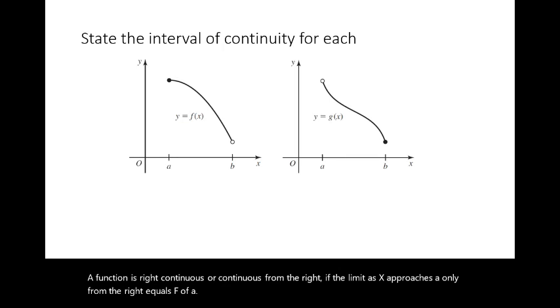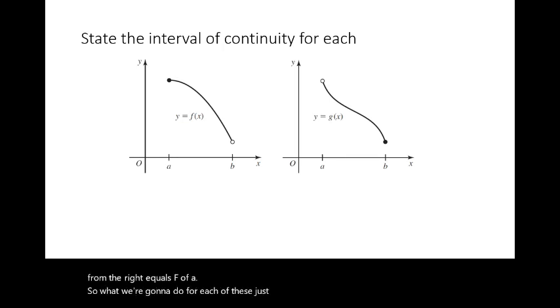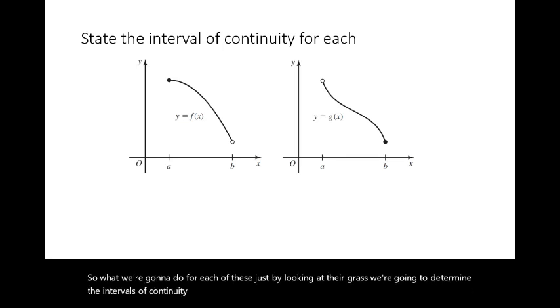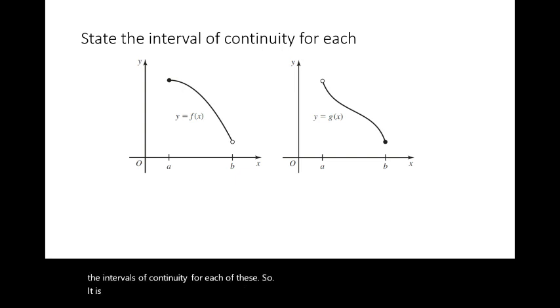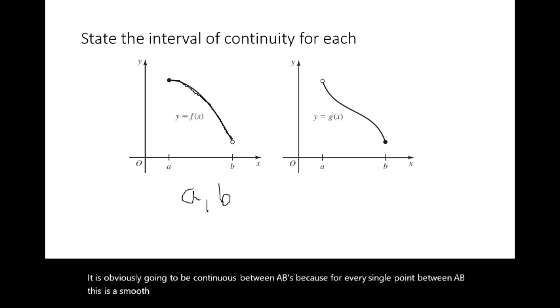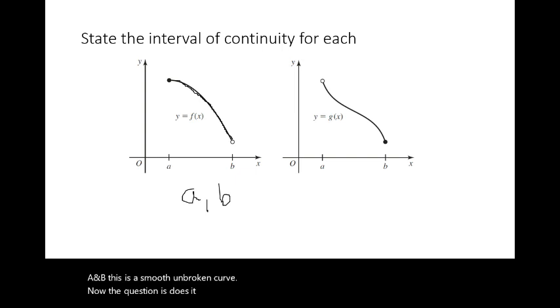So what we're going to do for each of these, just by looking at their graphs, we're going to determine the intervals of continuity for each of these. So it is obviously going to be continuous between a and b, because for every single point between a and b, this is a smooth, unbroken curve. Now the question is, does it have one-sided continuity, and can we include one of these two endpoints?